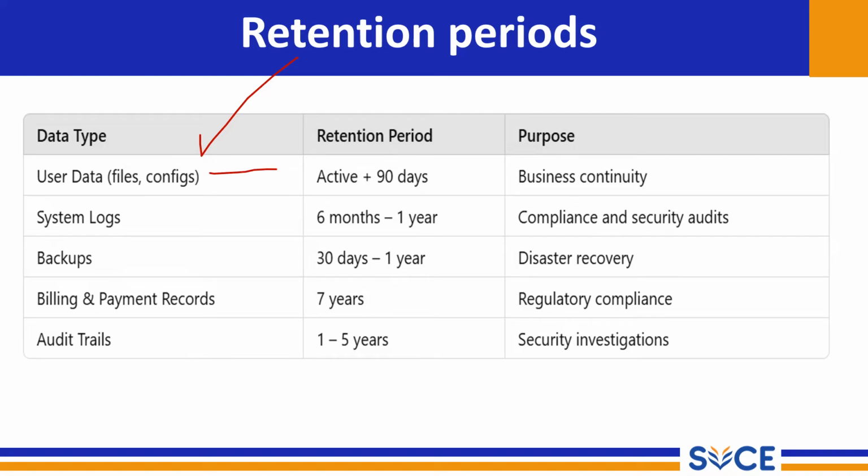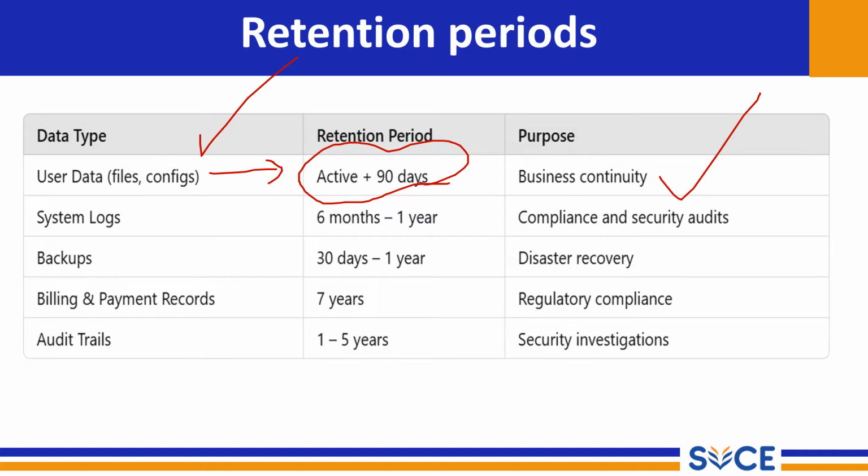Here, in the retention by data type, we have seen that user data will be there. For example, the files can be of config type. So the retention period given is active plus 90 days. The purpose is business continuity. And next one, system logs, the retention can be from 6 months to 1 year, and the purpose is that it will be used for compliance and security audit.